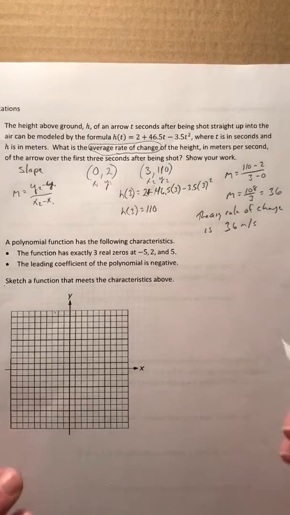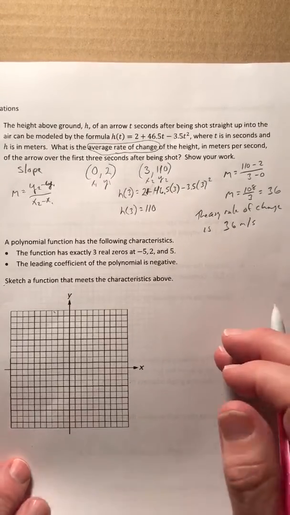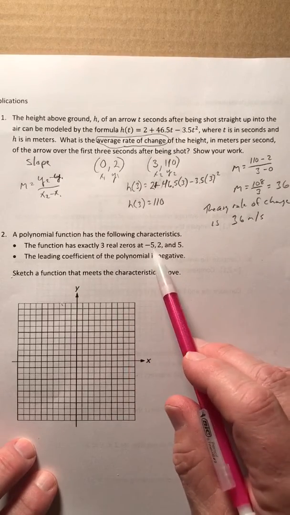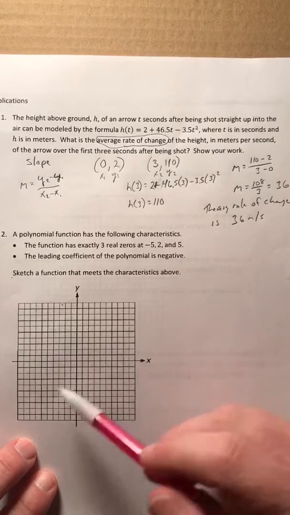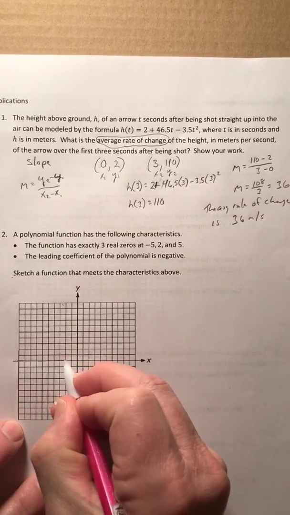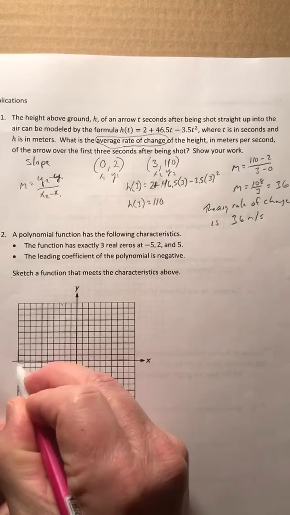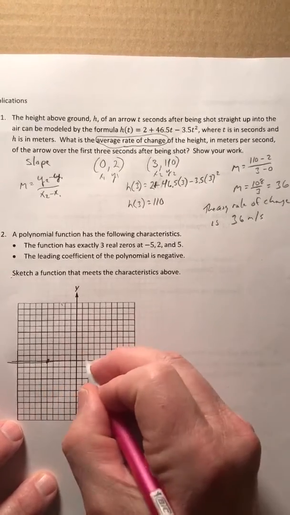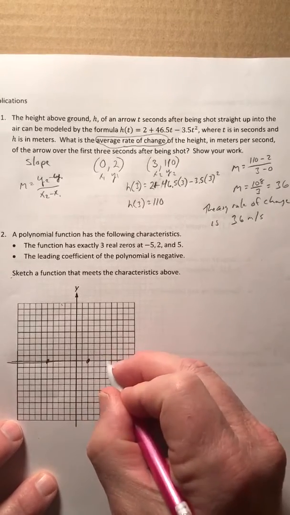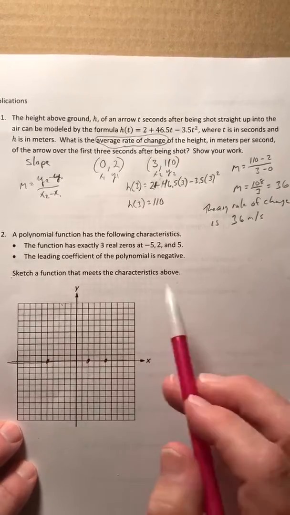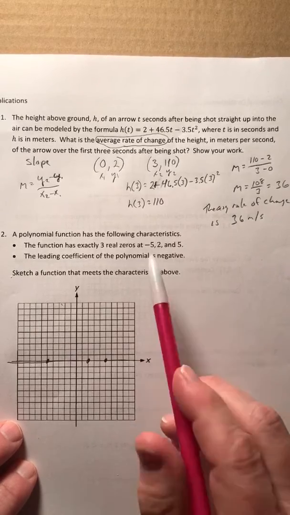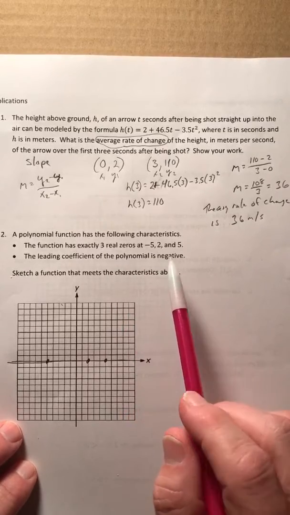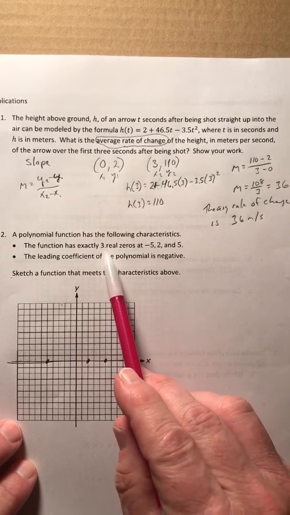All right, this is the one I told you about. This is just like the homework worksheet we had the other day. They give you that there are 3 real zeros at -5, 2, and 5. You can probably plot those right off the bat if you wanted to look at this graph. So we have -5, we have 2, and we have 5. Exactly 3 real zeros tells you that the degree is 3.